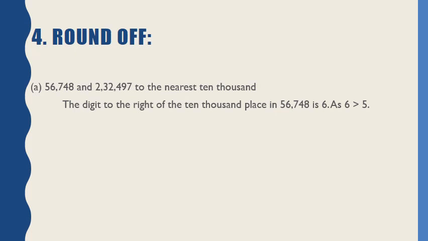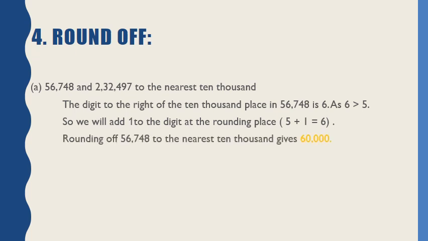So, we will add 1 to the digit at the rounding place, which is 5. 5 plus 1 is equal to 6. And we will replace all the digits to the right of the rounding place by 0. So, rounding off 56,748 to the nearest 10,000 gives 60,000.